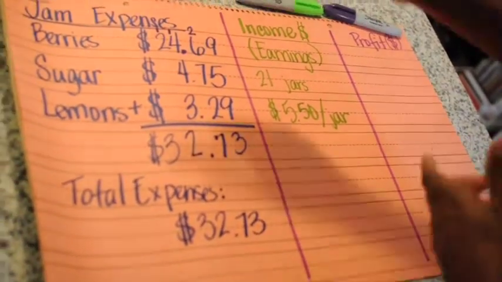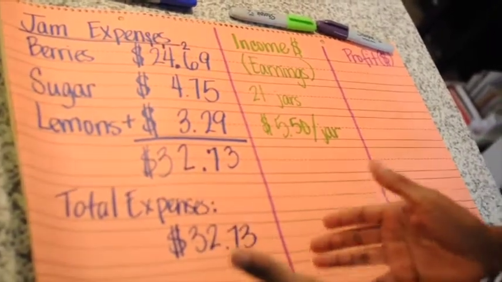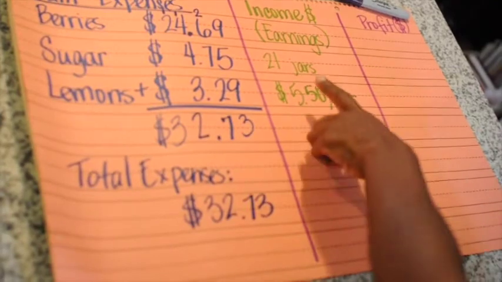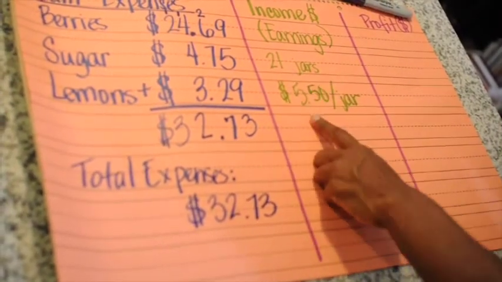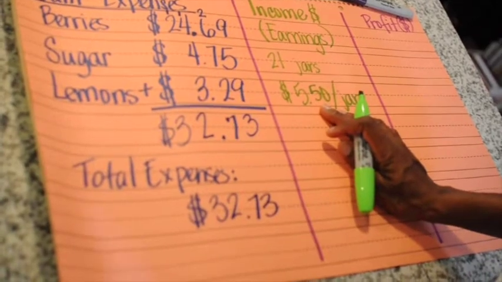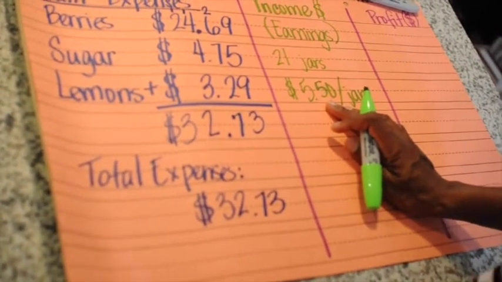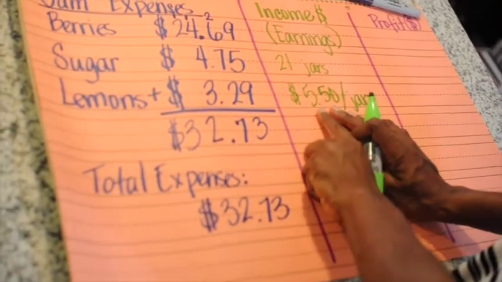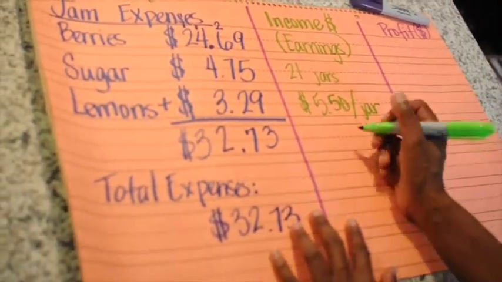Okay, so now that I've figured out how much it's going to take me to make this money, now I want to see how much money I am going to make after selling all 21 jars for $5.50. Okay, so I'm thinking if each jar is going to cost someone $5.50 to buy, I'm going to multiply 21 times $5.50.